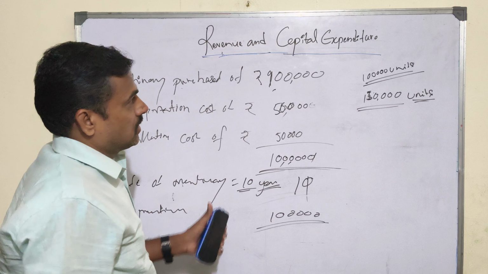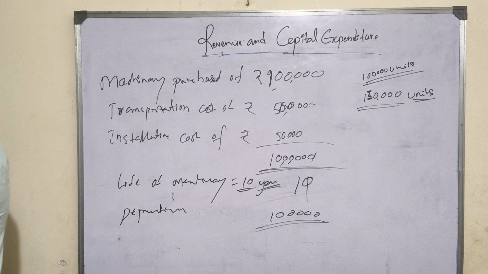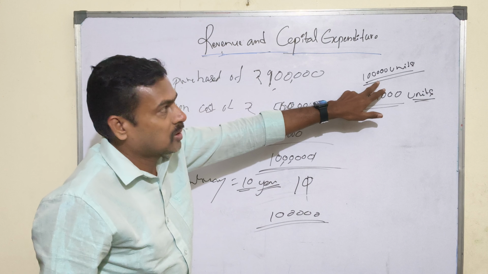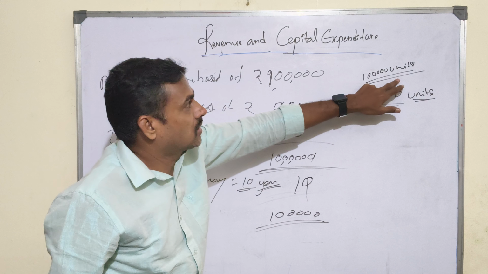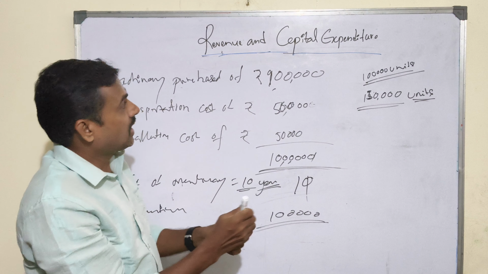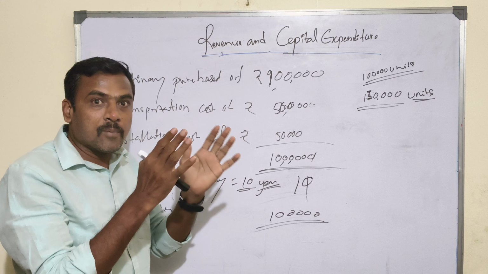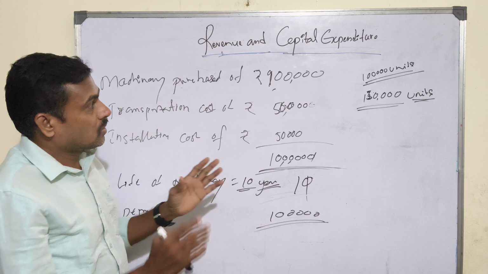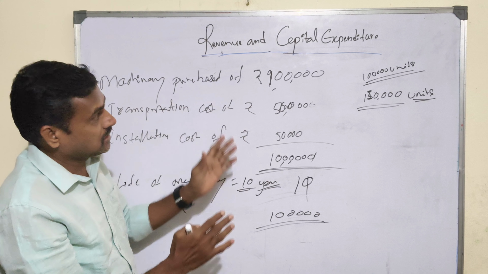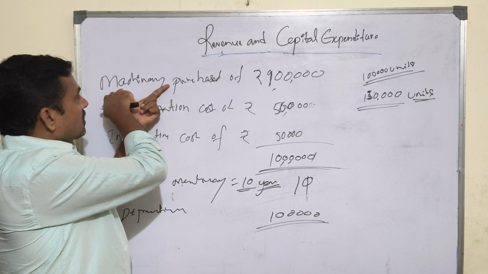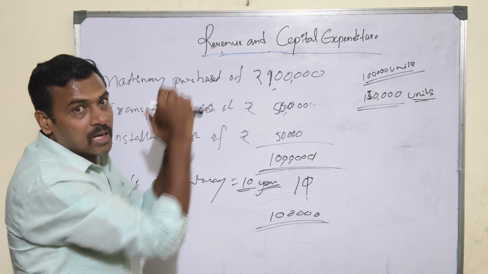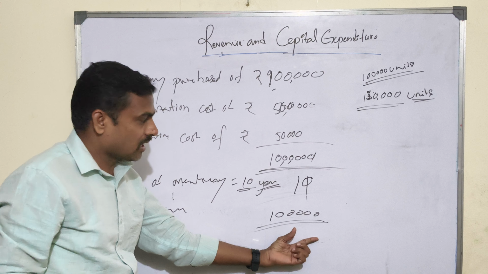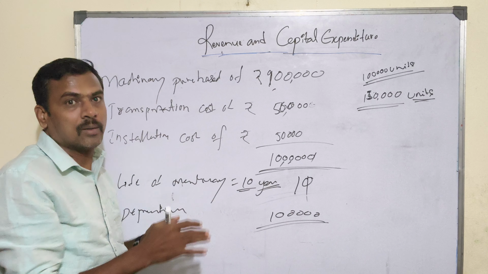Why? Observe carefully. For example, in the given example, my existing machinery can produce 1 lakh units of the product. To produce the 1 lakh units, what are the expenses incurred? It can be salary, wages, gas, electricity, rent, etc. All of these form part of total expenditure. But what is the cost of the machinery that is contributed to producing the 1 lakh units? That is the 1 lakh of depreciation we are charging to profit.